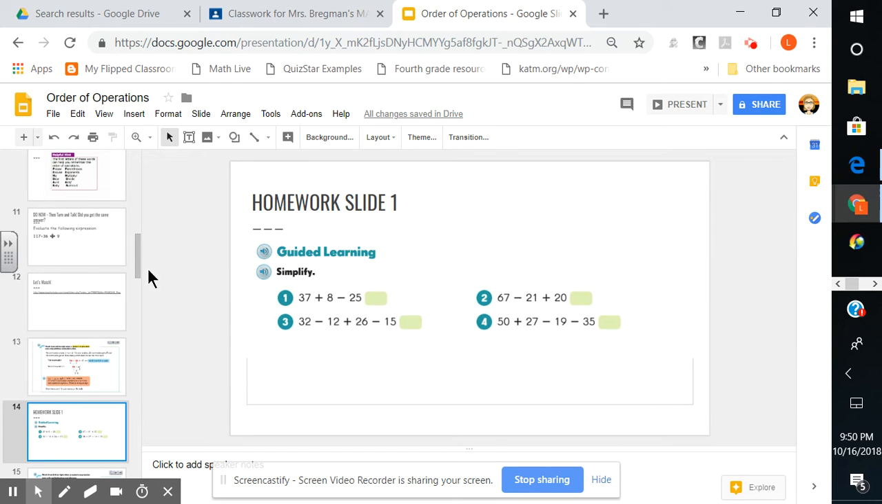Then this is homework slide 1. So I want you to do 1 through 4. Remember PEMDAS. So if you see additions first, you do the addition first, then the subtraction. But if the subtraction is first, you do the subtraction first, then the addition. Okay, so it's just the order in which it appears.